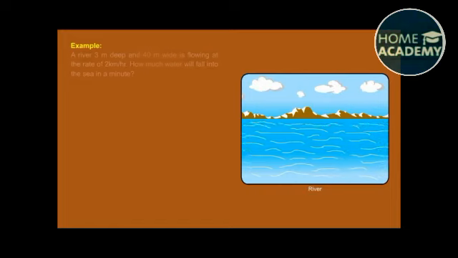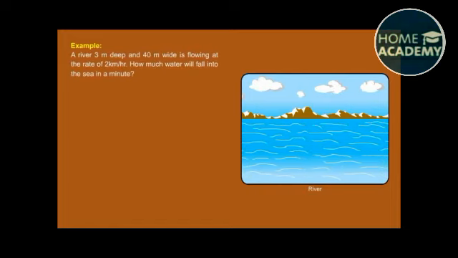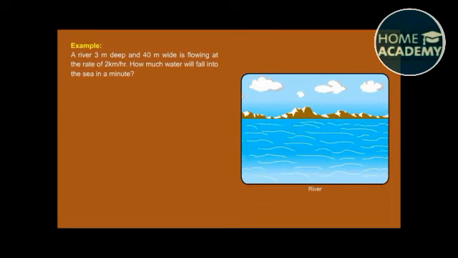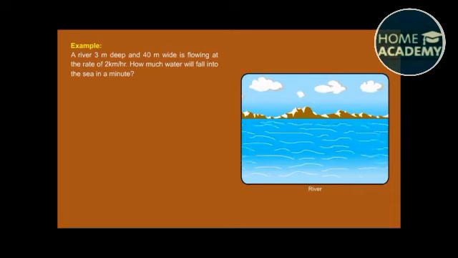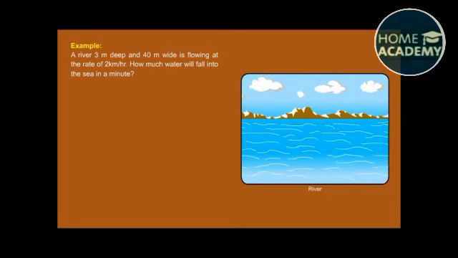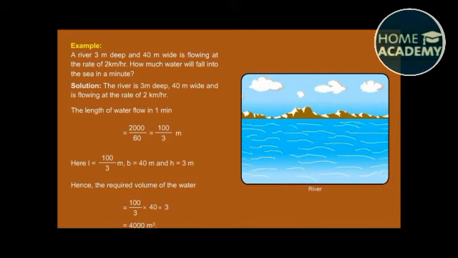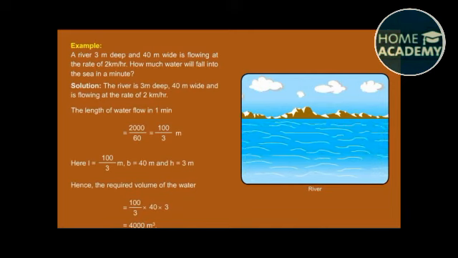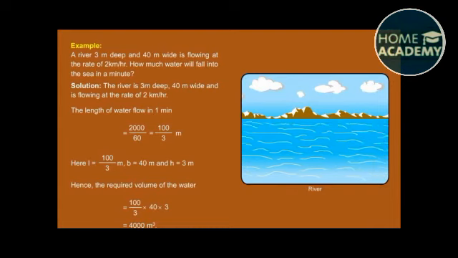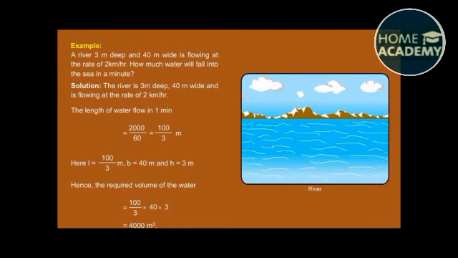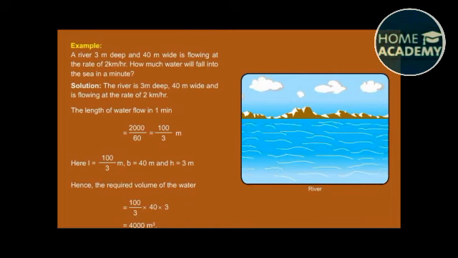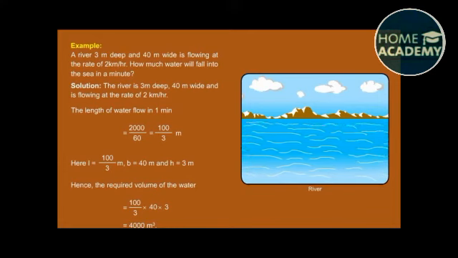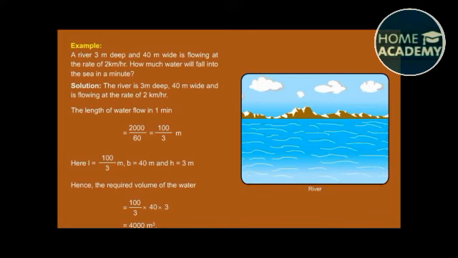Example, a river 3 meter deep and 40 meter wide is flowing at the rate of 2 km per hour. How much water will fall into the sea in a minute? Solution, the river is 3 meter deep, 40 meter wide and is flowing at the rate of 2 km per hour. The length of water flow in 1 minute is equal to 2000 upon 60 is equal to 100 upon 3 meter.